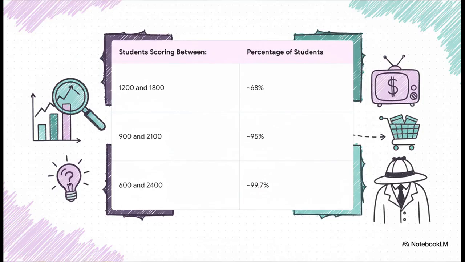Let's use a classic example to see this in action, SAT scores. If the average score is, say, 1,500, and the standard deviation is 300, the empirical rule tells us that about 95% of all students are going to score somewhere between 900 and 2,100. This rule gives us a super powerful way to instantly get the expected range for the vast majority of our data, whether it's test scores or weekly sales.